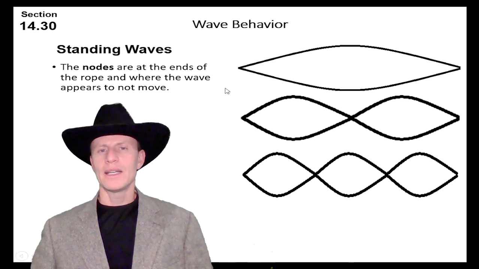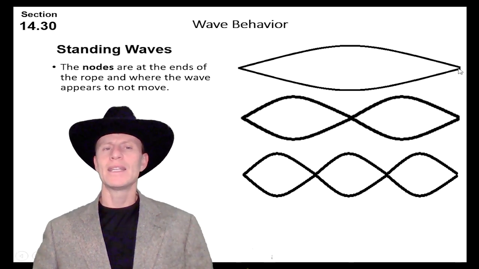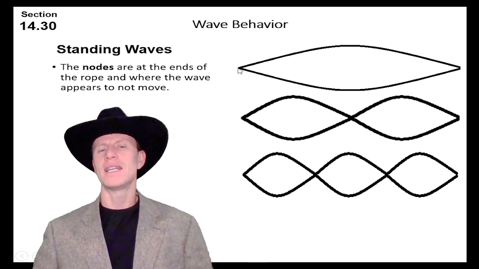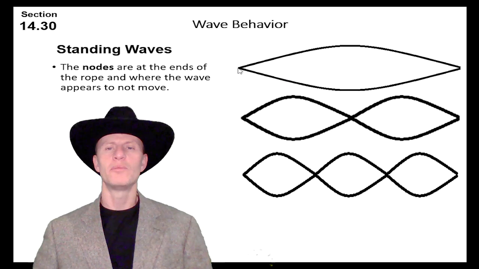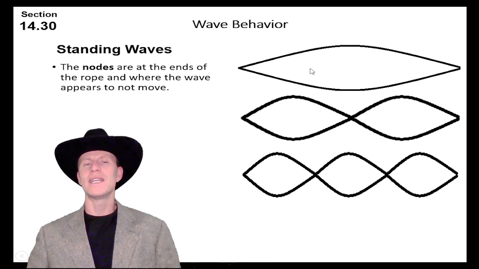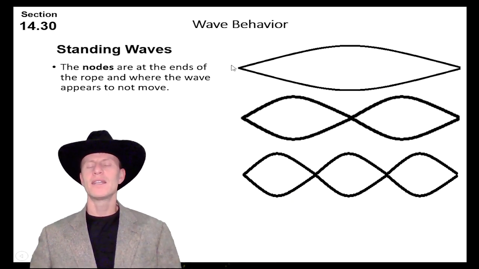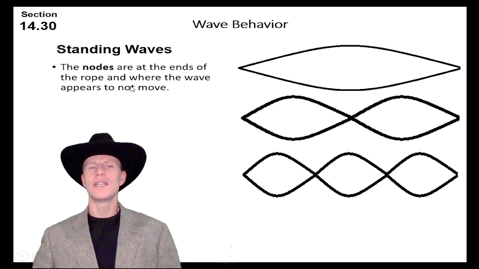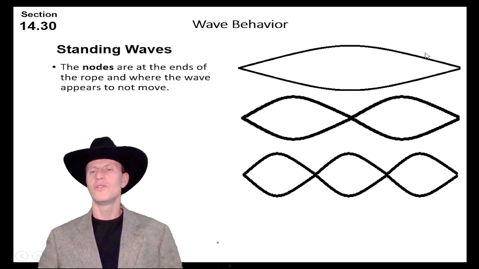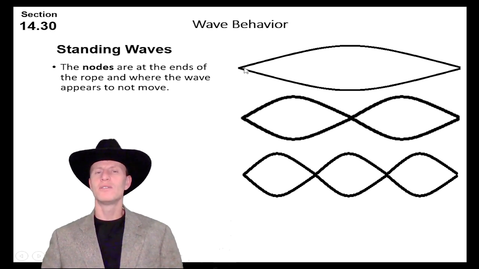Now we could look at another scenario where maybe you tied a rope to a doorknob and started spinning it, maybe even tied it to a drill. If you turned the drill on a certain speed, you could create this diagram right here. If you turn the speed up, you could create this diagram, and if you turn it up even more, then this diagram. But these waves that are created appear to be standing still, and they create these nodes. These nodes are at the ends of the rope where the wave appears not to move. This is what we call nodes.